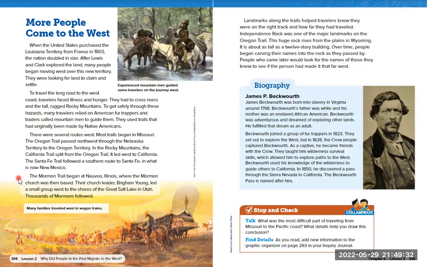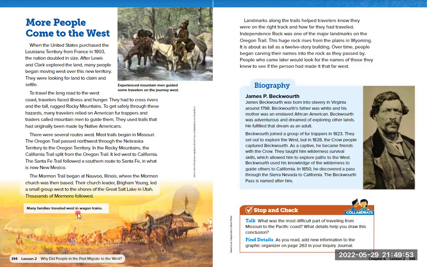The Mormon Trail began at Nauvoo, Illinois, where the Mormon Church was then based. The church leader, Brigham Young, led a small group west to the shores of the Great Salt Lake in Utah. Thousands of Mormons followed. So here we have a caption for this photo of a wagon train.